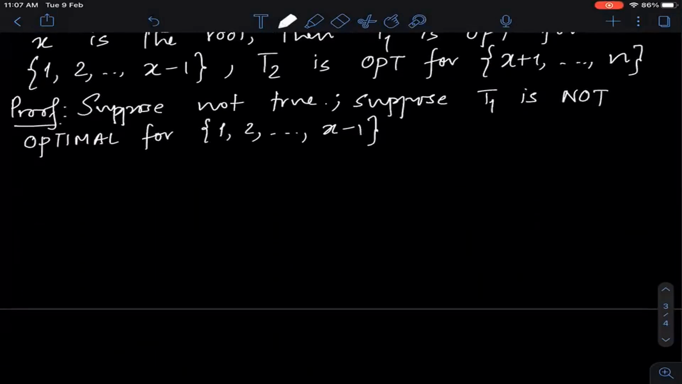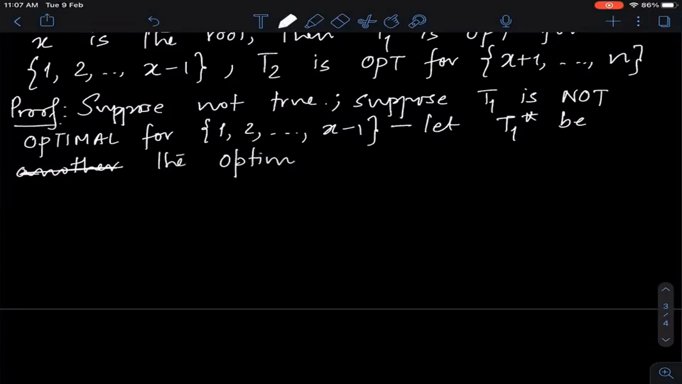Okay, so if that is not true, then assume, so let T1 star be another, be the optimal for 1 to x minus 1.